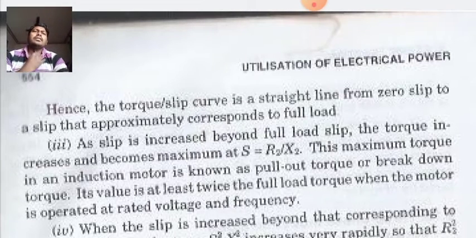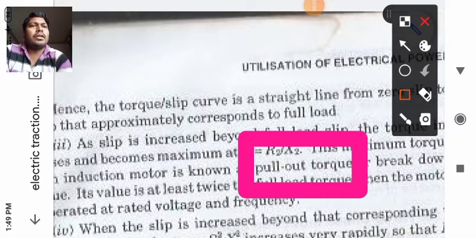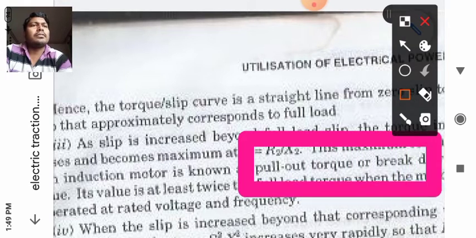hence the torque versus slip curve is a straight line from zero slip to a slip approximately corresponding to full load. Now, as slip is increased beyond full load slip, the torque increases and becomes maximum at S equal to R2 divided by X2. This maximum torque in an induction motor is known as pull out torque or breakdown torque. So, you have to remember this term. It is quite often asked in your semesters, what is a pull out torque, or sometimes what is a breakdown torque.